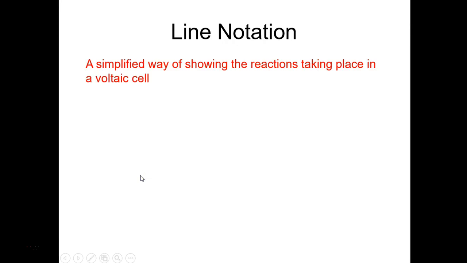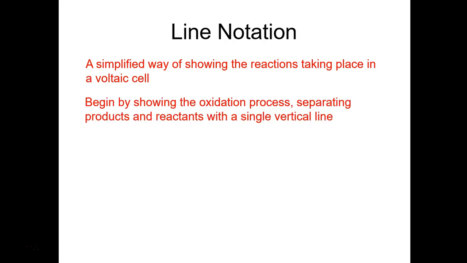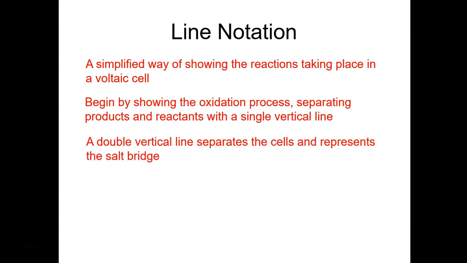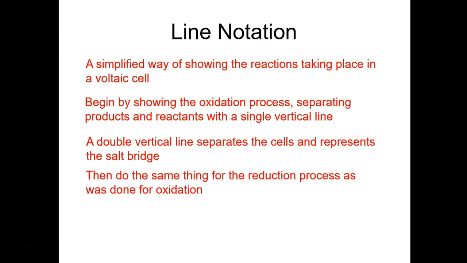All right, so line notation. Line notation is a simplified way of showing the reactions taking place in a voltaic cell. To do this, we're going to show the oxidation process, and we're going to separate the products and reactants with a single vertical line. We'll then use a double vertical line to separate the 2 cells, and the double vertical line essentially represents the salt bridge. Then we're going to do the same thing for the reduction process that we did for oxidation, so separate the reactants and products with a single vertical line. So for the reaction we did in our sample voltaic cell, it would look like this. We started by oxidizing zinc ions. So we separate zinc and the zinc ion with a single line.